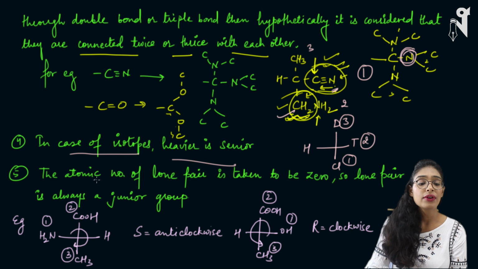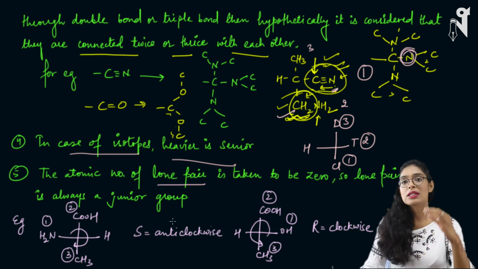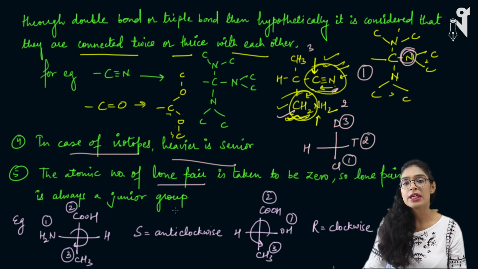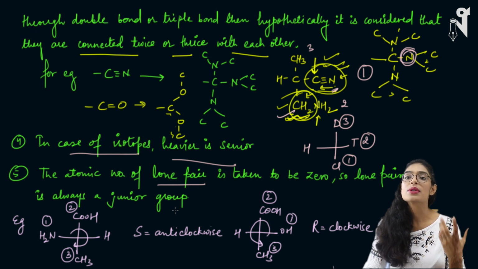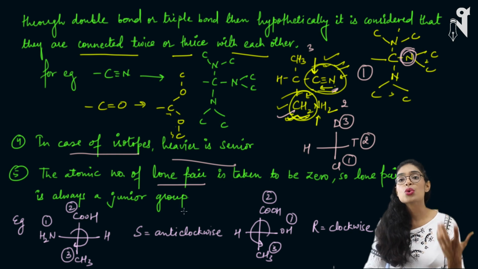Next, we can have lone pairs also as groups, and if the lone pairs have been taken as groups, then their atomic number is considered to be 0, and hence they'll be the least preferred group, or you can say the junior most group.